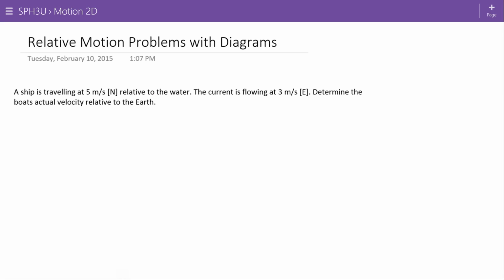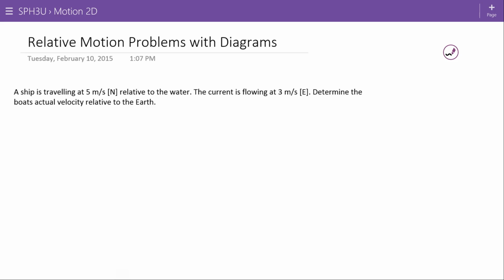Okay, in this video, I'm going to focus on some relative motion problems that are a little bit easier to solve by just remembering what the concept of relative motion is in the first place and doing a simple diagram and getting straight to the answer. Here we have a ship traveling in the water, and the water is going to be moving, and we want to know the boat's actual velocity relative to the Earth.